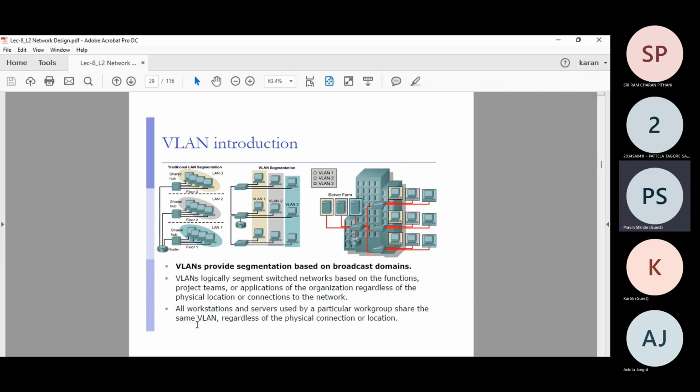So basically, VLAN provides segmentation based on broadcast domain. VLAN logically segments a switch network based on functions, project teams, or applications of the organization, regardless of the physical location or connections to the network. Then all workstations and servers used by a particular work group share the same VLAN, regardless of the physical connection or location. So that is why we are using different VLANs.